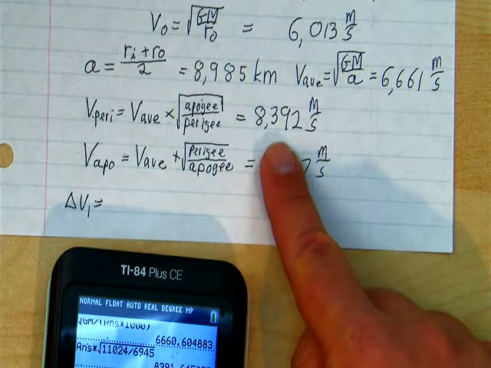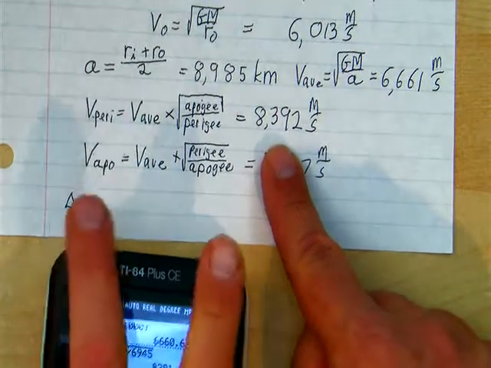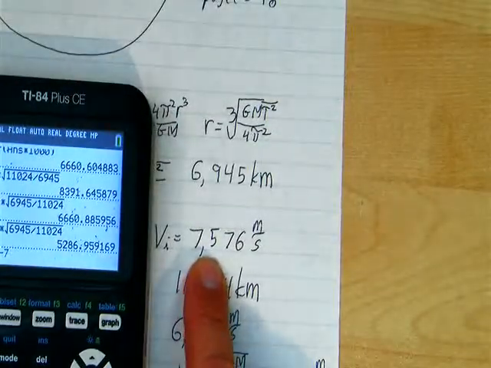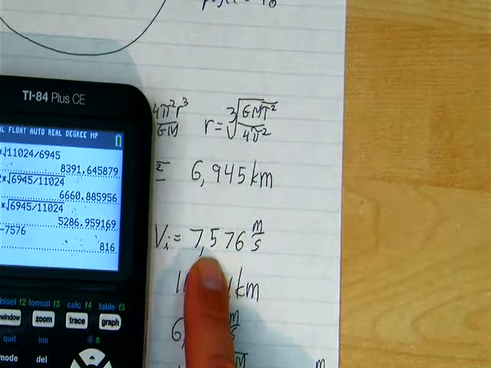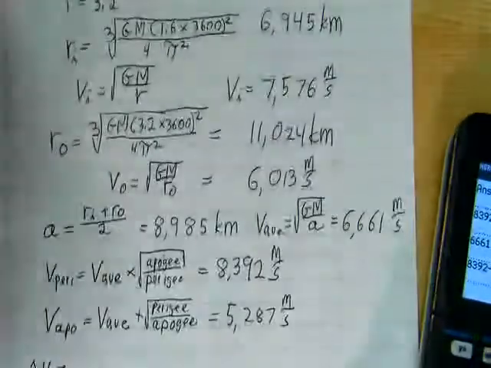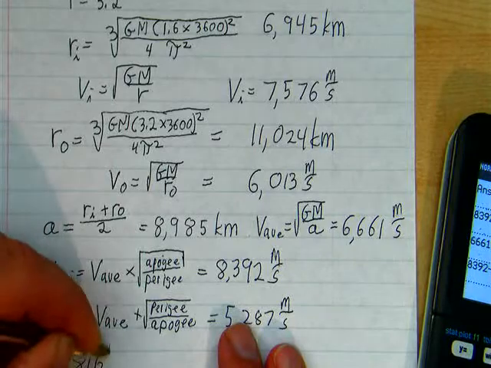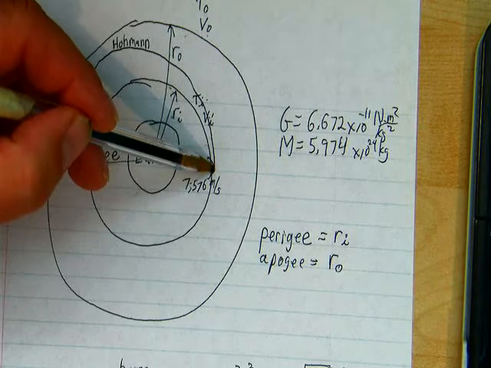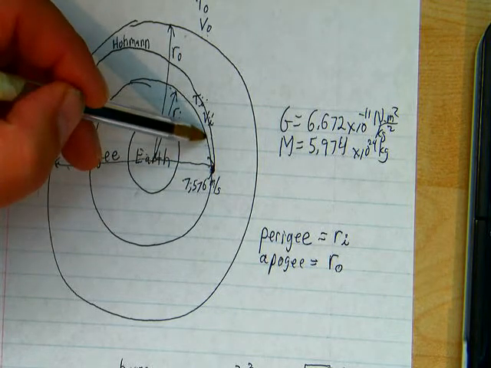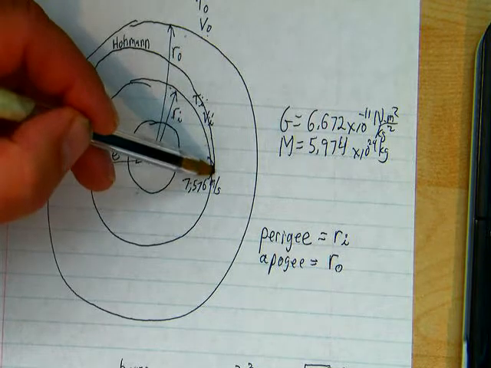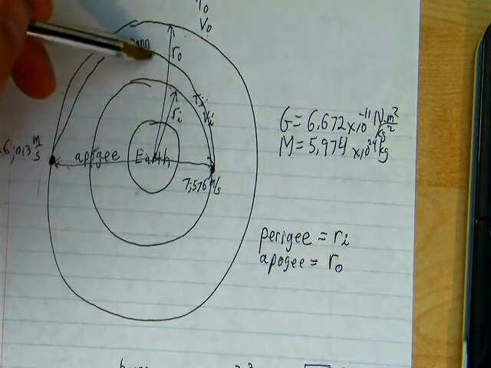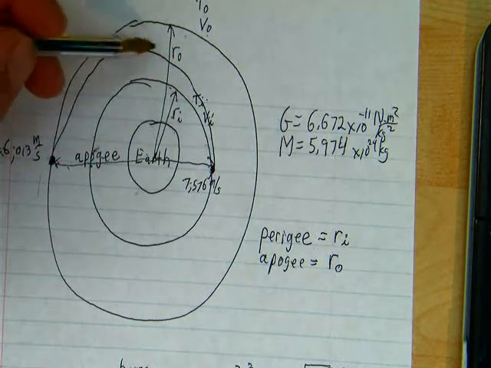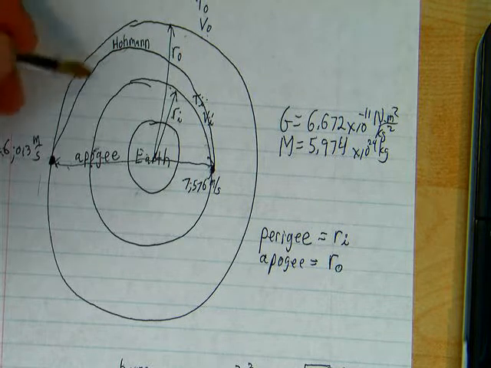So 8,392 minus my inner orbit velocity, which was 7,576, is 816 meters per second. I need to speed up by that amount to switch from the inner circular orbit to the perigee of the Hohmann transfer orbit. I fly away from the Earth, climbing up its gravity well, slowing down, slowing down, slowing down.